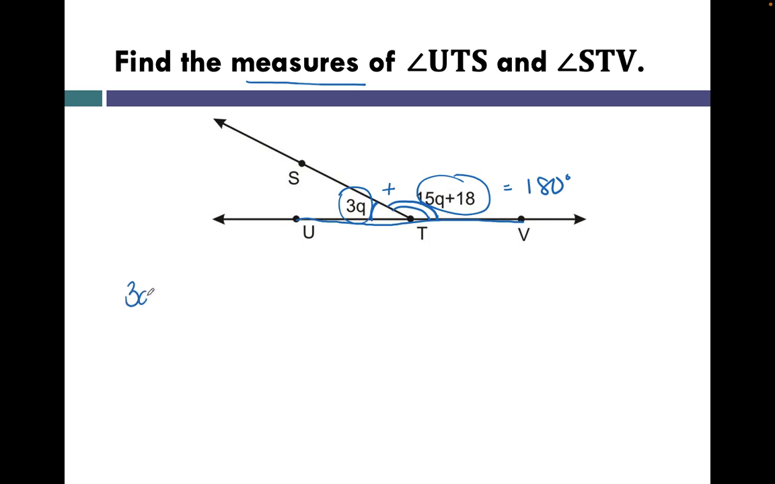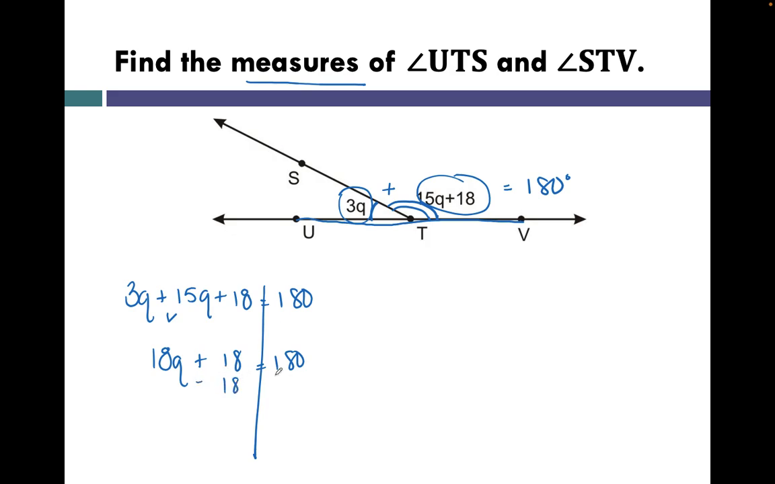So that is what our equation will look like for this example, which is different from the first two examples that we've done. So our equation here is 3Q plus 15Q, which makes 18Q, plus 18 equals 180. We'll next subtract 18 from both sides, giving us that 18Q equals 162. And finally, we'll divide both sides by 18, which tells us that Q equals 9.